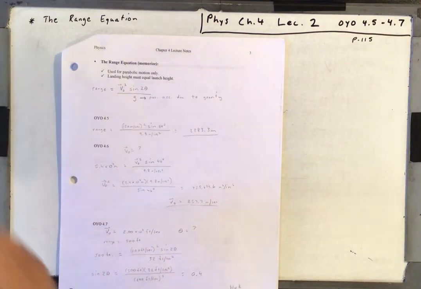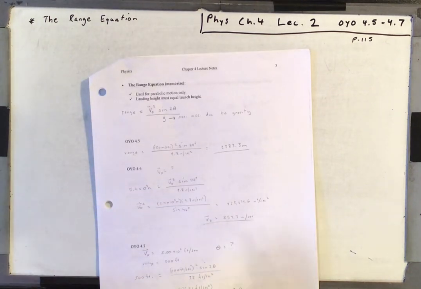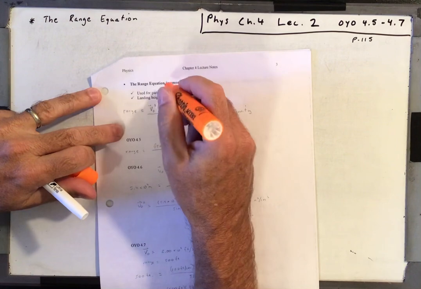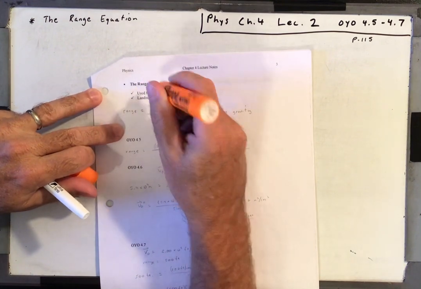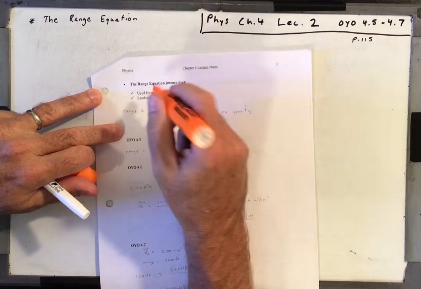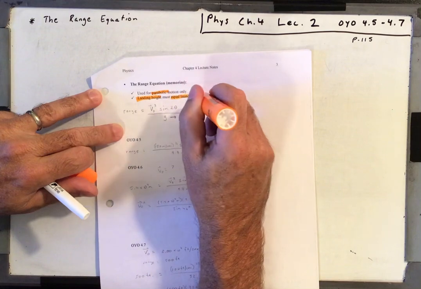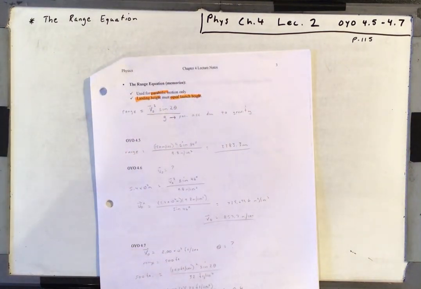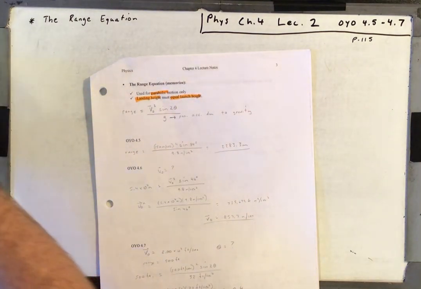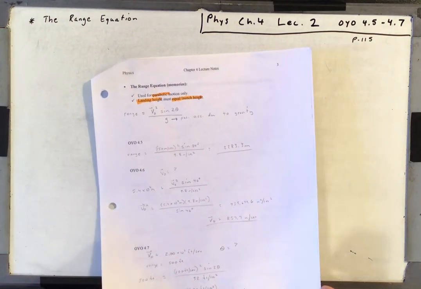And it's about the range equation. This is a special situation with parabolic motion. The range equation, the equation you're about to learn, can only be used in parabolic motion, and the landing height has to equal the launch height. In the next lecture, we're going to do problems where that's not true.